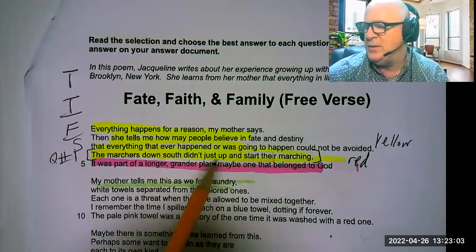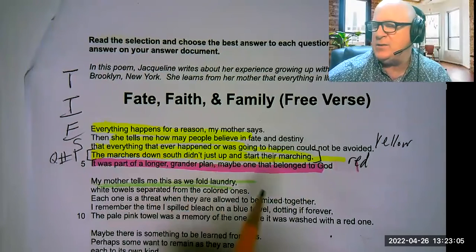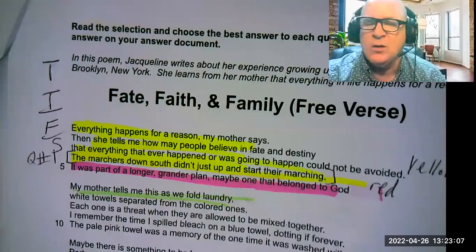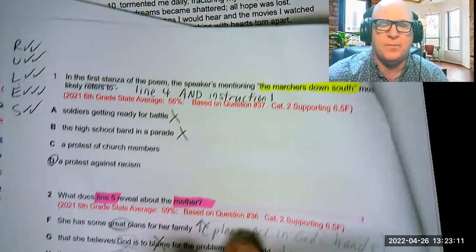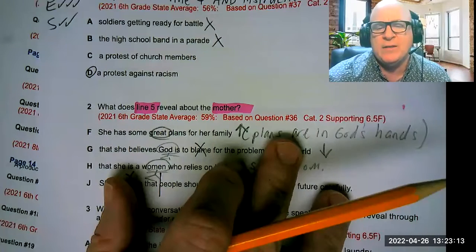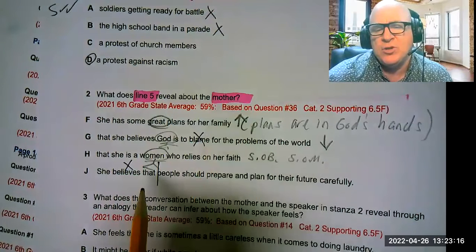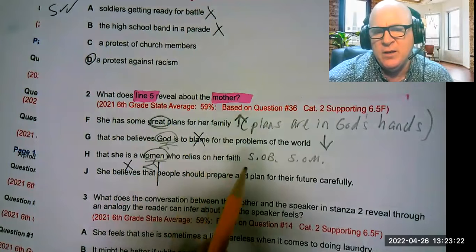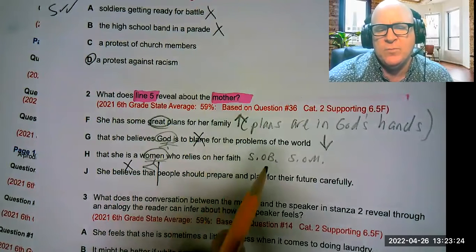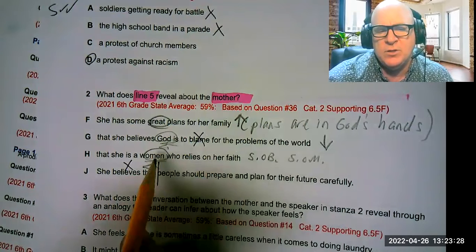So if she's saying that, then you can more assume that she's a person who relies on her faith. If she's mentioning that our plans are in God's hands, that's her personal state of being, her personal state of mind. So I circled woman because she is a woman.